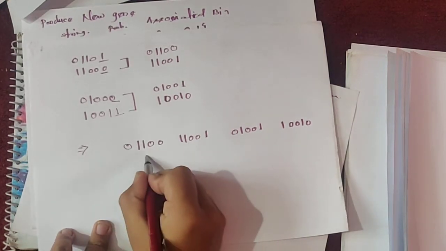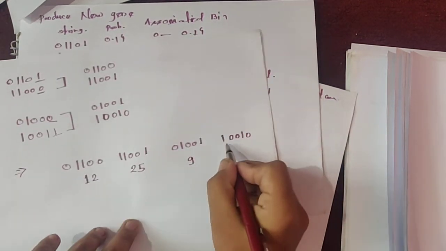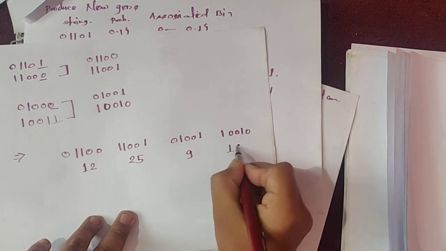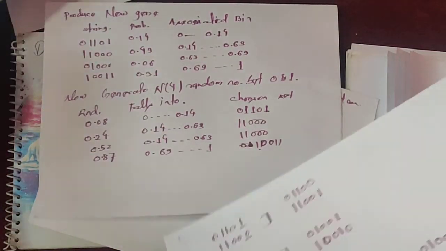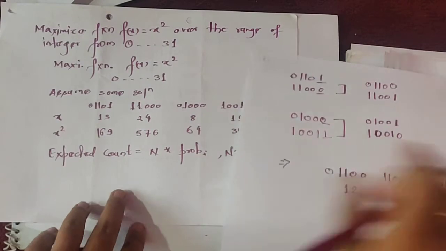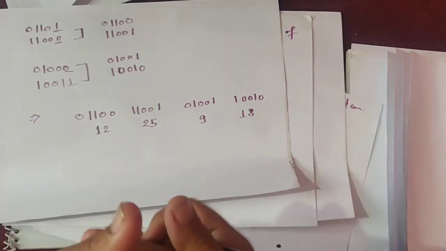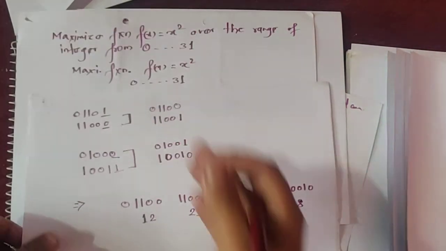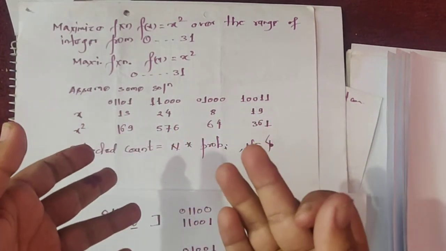So 01100 is 12, 11001 is 25, 01001 is 9, and 10010 is 16 plus 2, which is 18. This is the new solution, and again we solve the problem from the start, taking this population as the starting point. Here it was 24, now we got 25. We repeat the process until we get 31. In this way we find the maximum value of x so that the given function is maximized. If we use 25, it gives 625, whereas it was 576, so it is a larger maximum than the previous.